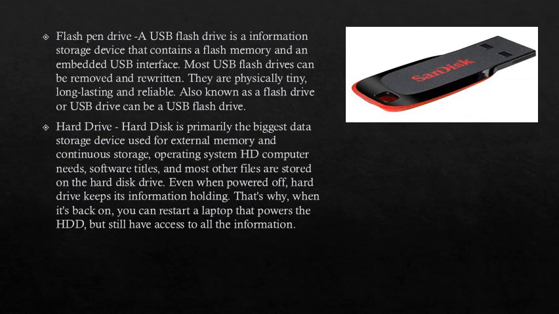Hard disk drives. Hard disk is primarily the biggest data storage device used for external memory and continuous storage. Operating system, software titles, and most other files are stored on the hard disk drive. Even when powered off, a hard drive keeps its information wholly. That's why when it's powered back on, you can restart a laptop and still have access to all the information.